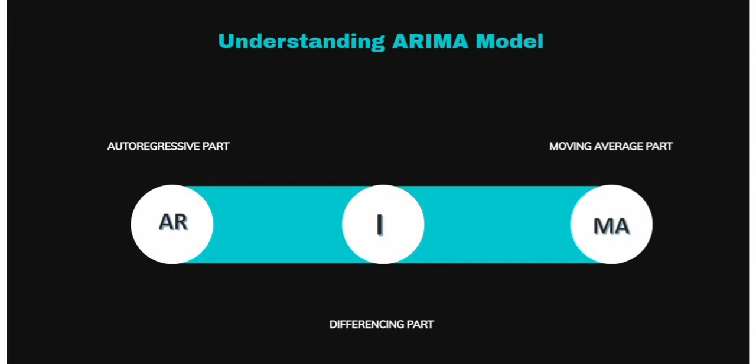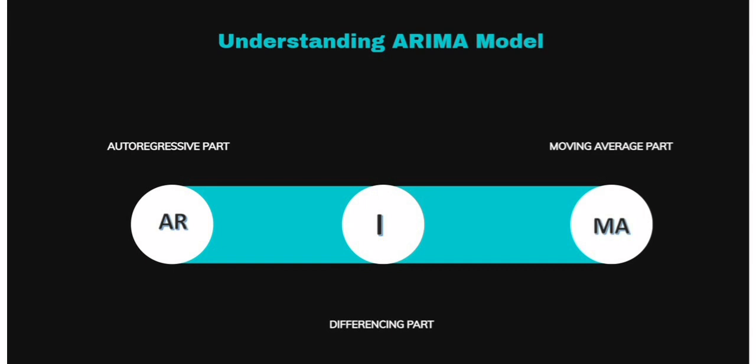The parameter P is the order of the autoregressive component, which is the number of lagged values of the dependent variable included in the model. The parameter Q is the order of the moving average component, which is the number of lagged forecast errors included in the model. The parameter D is the degree of differencing, which is the number of times the data is differenced to make it stationary. Now let us see the three components in detail.